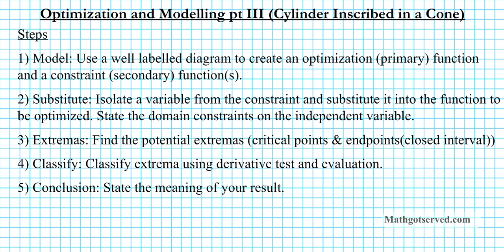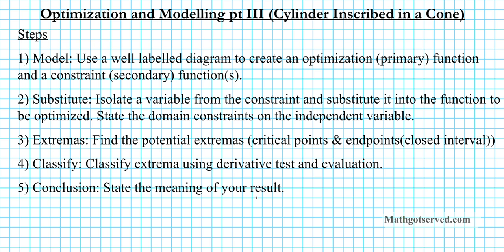And then you also state the reasonable domain for your new function in terms of just one variable. In part 3, you're going to find the potential extrema. Those include the endpoints and the critical points. Endpoints are applicable to use in both interval situations. In part 4, you're going to classify your extrema using the second derivative test, which is basically the fastest way to do that. And then lastly, you state the meaning of your result.